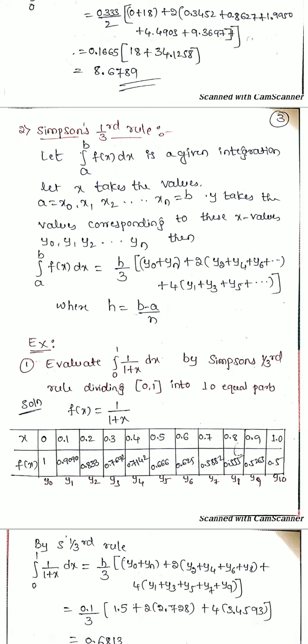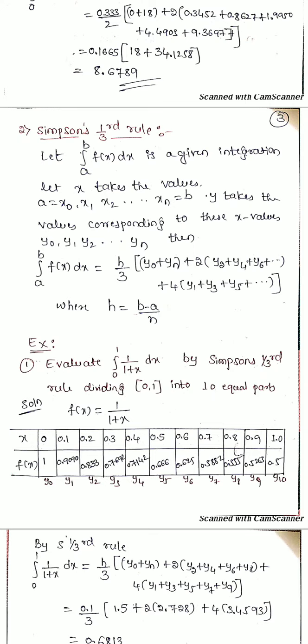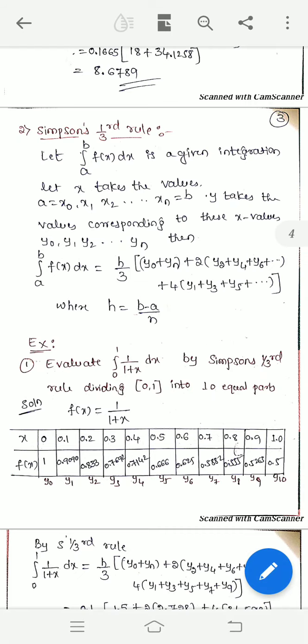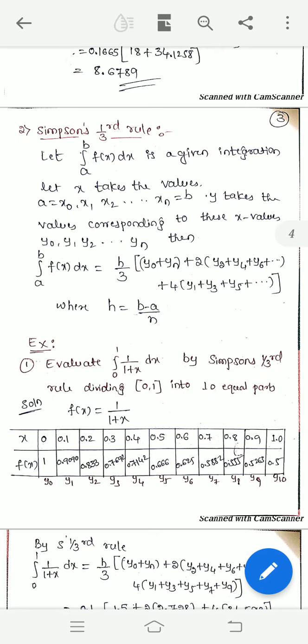Here let the integration from a to b of f of x into dx be the given integration. Here let x take the values. What are the x values here? The given interval is a equal to x0, x1, x2, and so on up to xn, that is equal to b. The given interval can be divided into n equal sub-intervals, that is x0, x1, x2, so on up to xn. Then corresponding to these x values, the y values are taken as y0, y1, y2, so on up to yn.